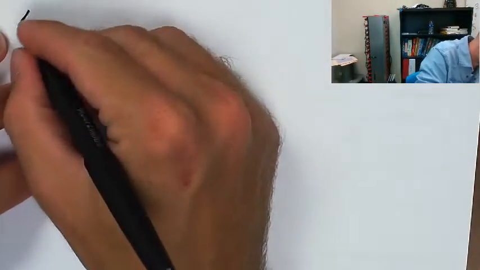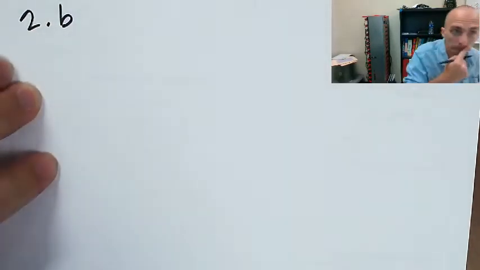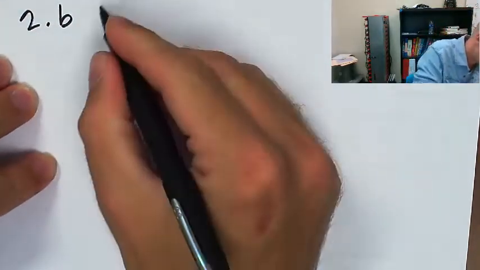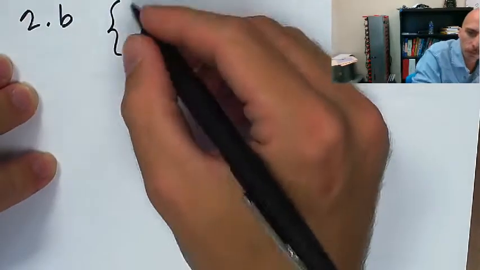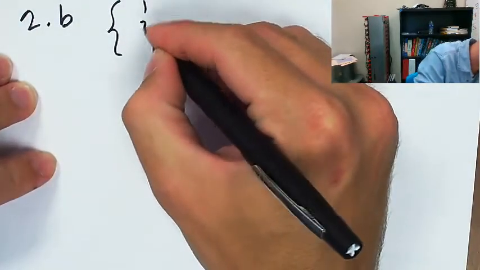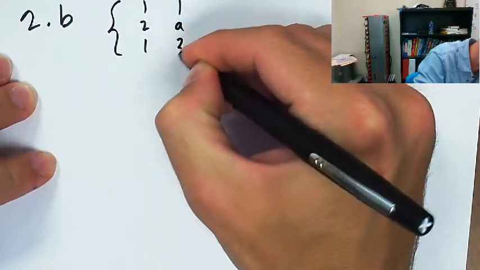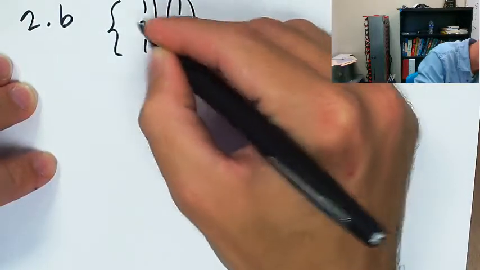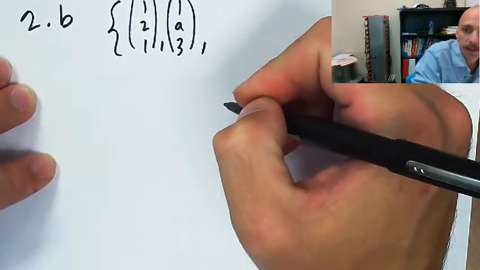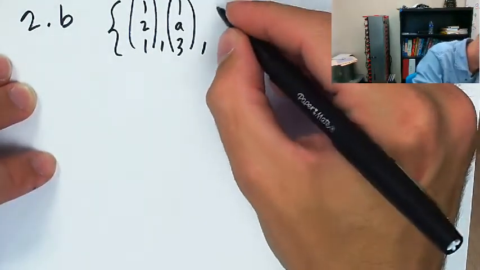2B is a little more complicated. I'm going to budget myself more room than that. So I'm going to start at the top of a new page, and I'll say this is 2B. Okay. So the set is 1, 2, 1, 1, A, 3, and 0, 2, B.